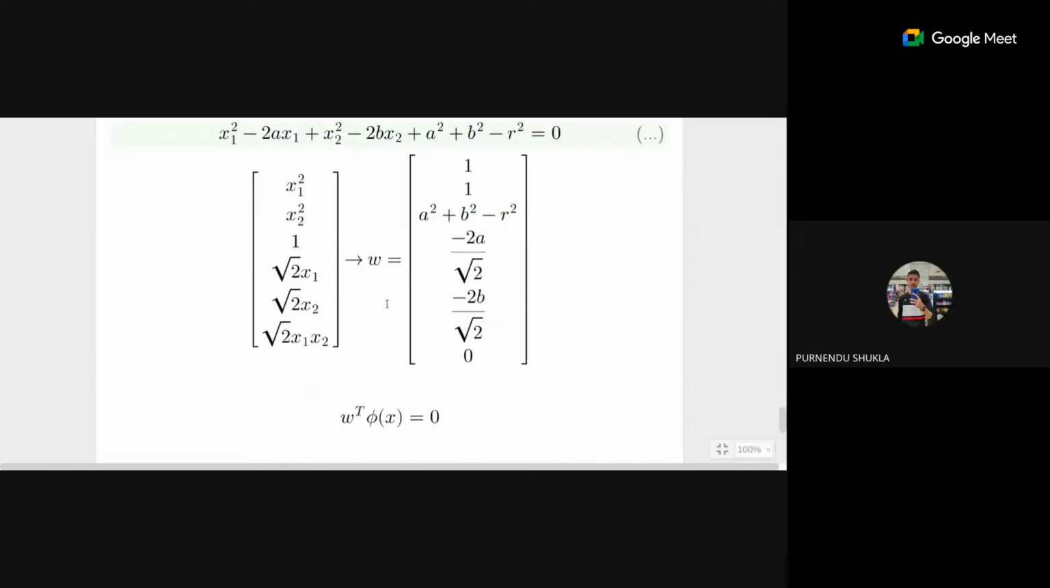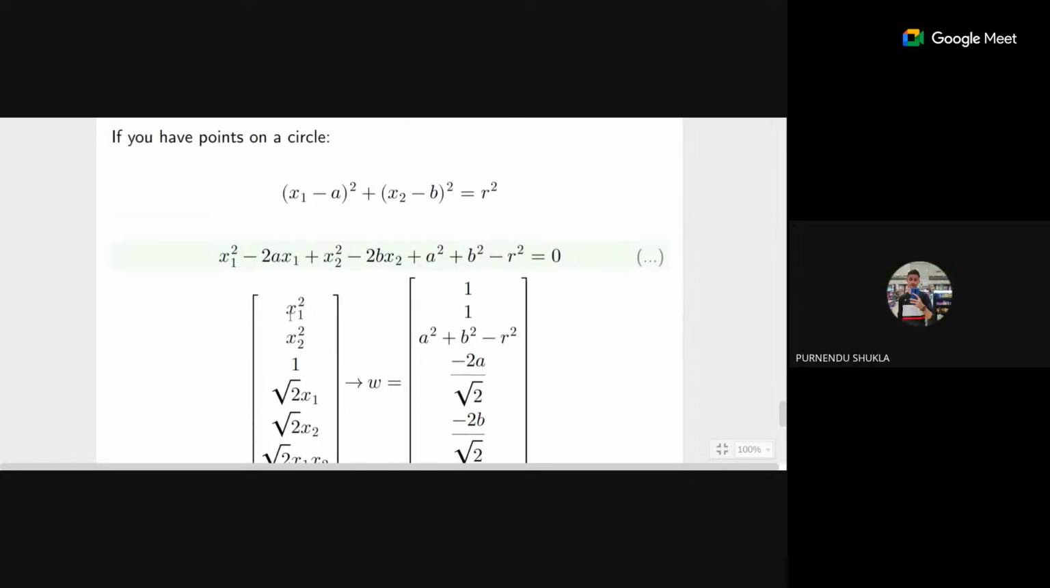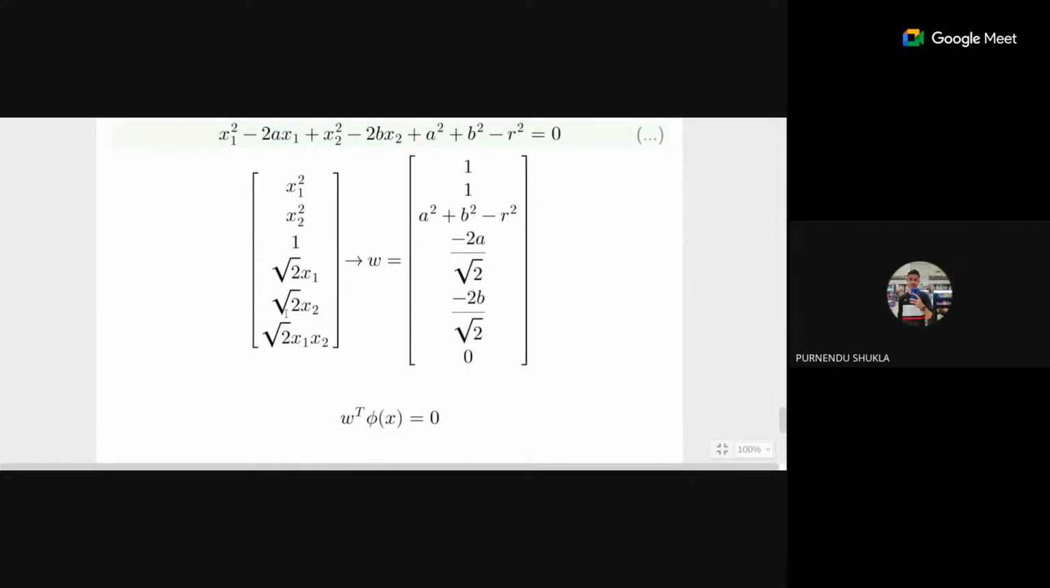Sir, this 1, 1 that you took from the very beginning, how are we computing that? Because the coefficient of x1 square is 1. Okay, so you are actually taking the coefficients and calculating them for w. Yeah, because I need w transpose phi of x to be 0, right?